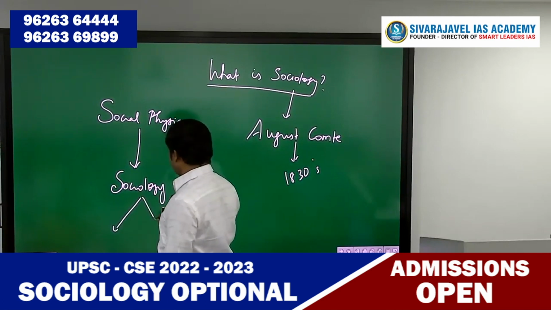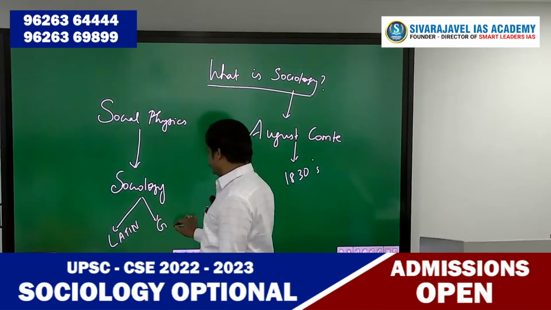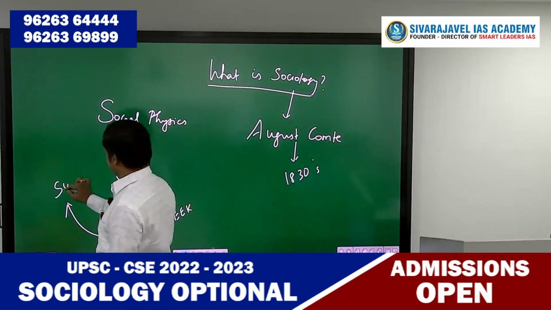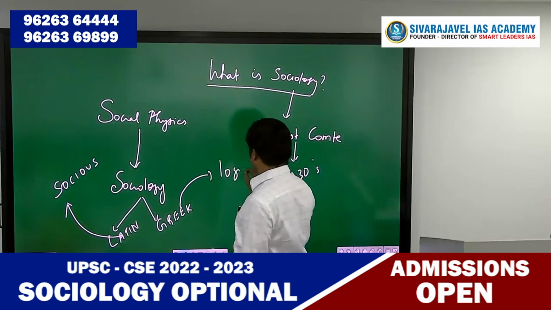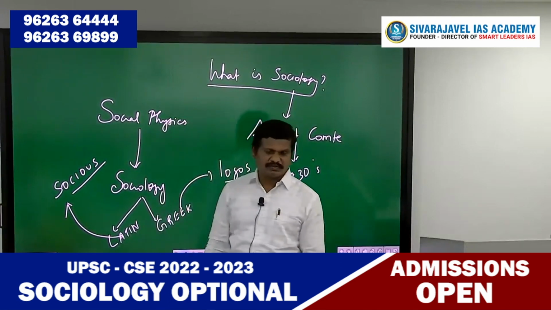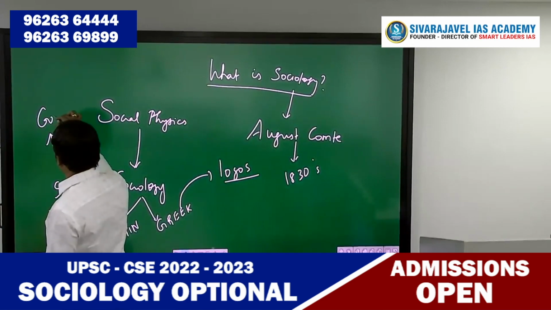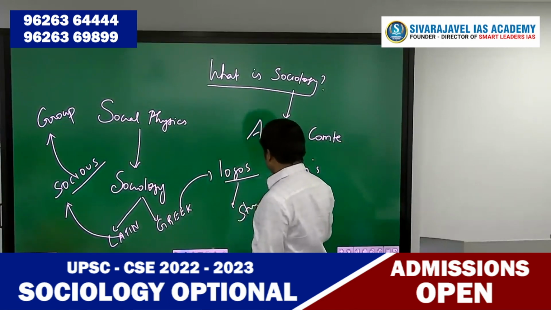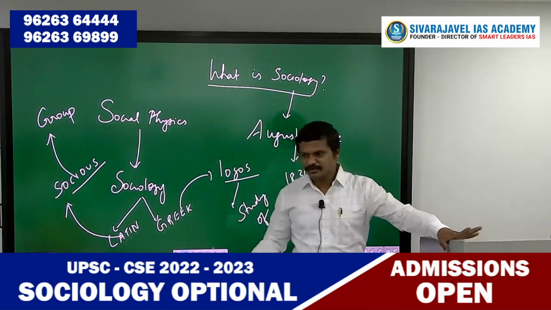by combining two terms. One is a Latin term, another is a Greek term. The Latin term socius and the Greek term logos. Socius plus logos became sociology. Socius in Latin means group. Logos means study of. Now tell me, what is sociology? Study of groups.